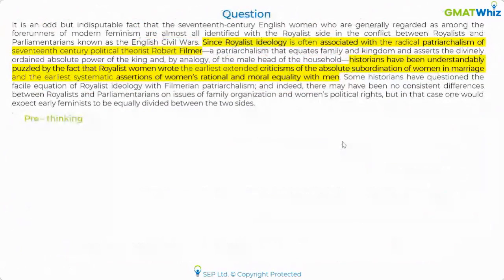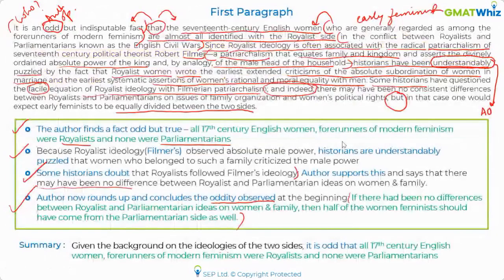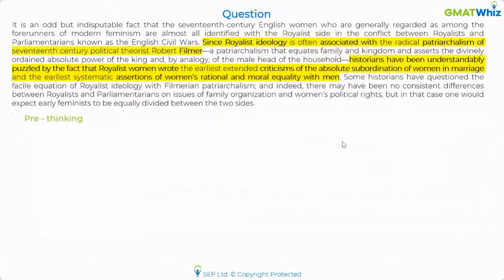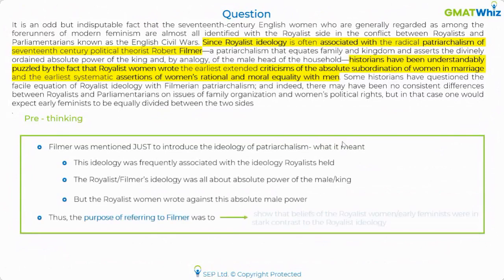Now see, the question is asking: the reference of Robert Filmer was done primarily in order to do what? I remember that I read that because royalist ideology is associated with patriarchalism, that is why historians are puzzled. How come all the early feminists were royalist women? Because royalist women had a totally different belief. So if I connect the whole thing, Filmer was mentioned just to introduce the idea of patriarchalism, number one. And patriarchalism was associated with royalists. The royalist ideology, this patriarchalism, was all about the power of the male king. But the royalist women wrote against this absolute male power.